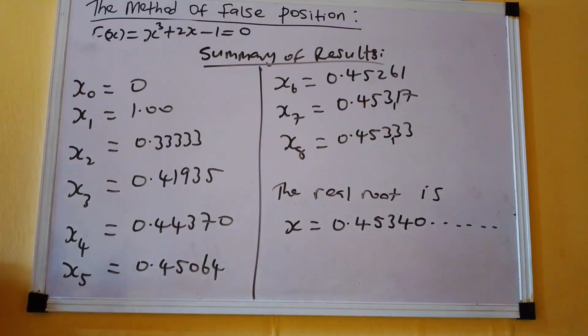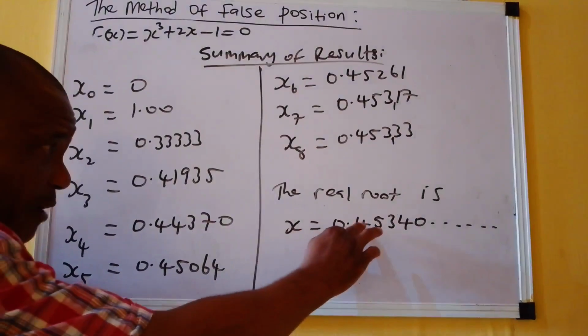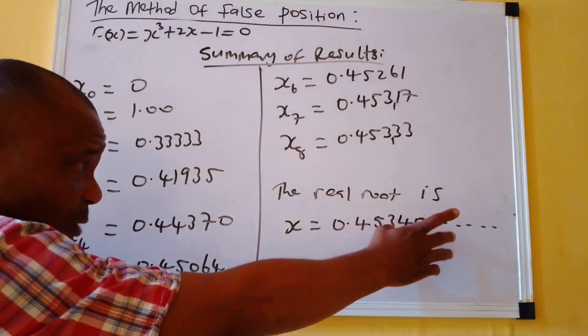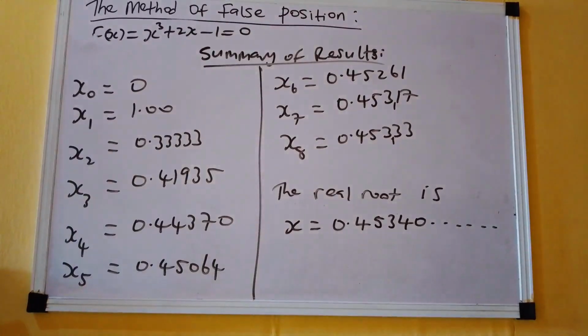But the actual root from the solution we got using the Newton-Raphson method is 0.4534 at 5 decimal places. So you can see that even the method of first position has converged faster than the bisection method.